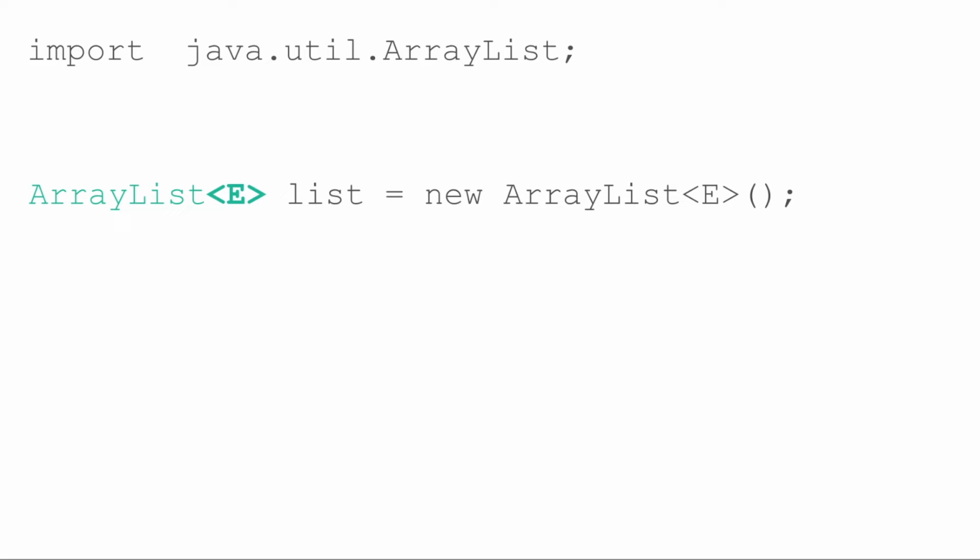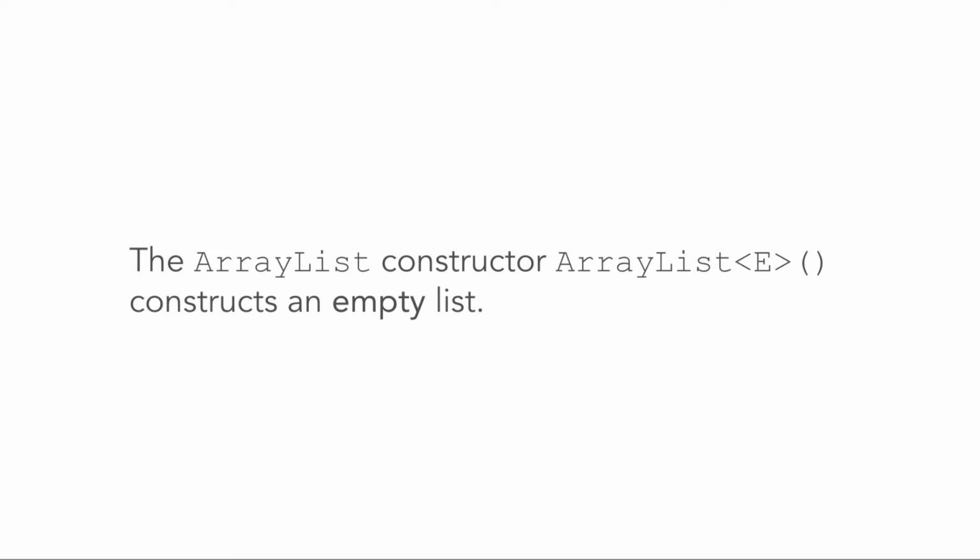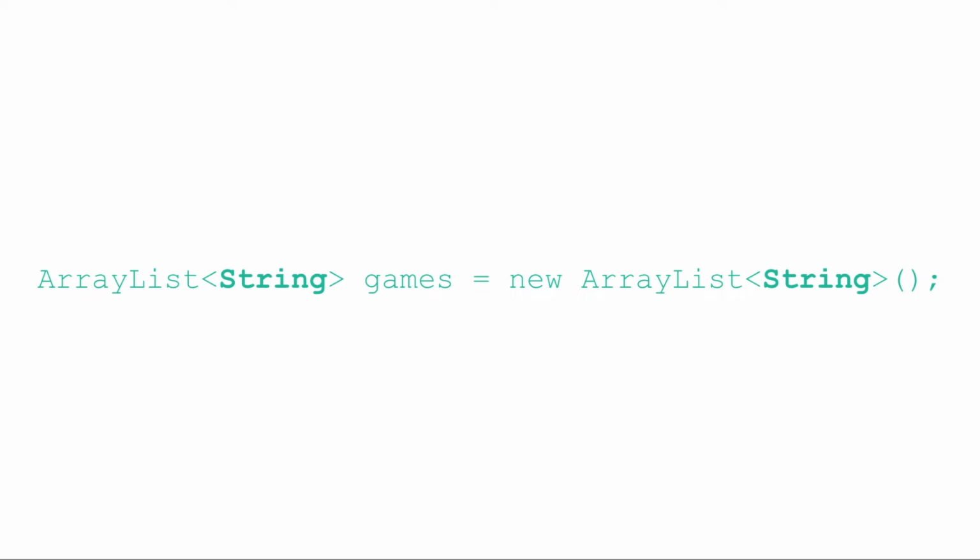You then need to give the ArrayList object a name followed by the assignment operator. Call the keyword new followed by the ArrayList constructor. Notice that you have to repeat the ArrayList class name followed by the data type previously defined followed by parentheses. The ArrayList constructor, ArrayList, constructs an empty list. Let's look at some examples. This is an empty ArrayList that will store object references of type string.